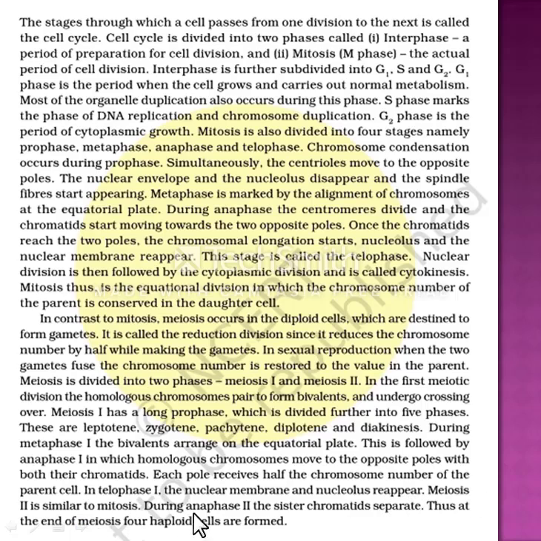Meiosis II is similar to mitosis. During anaphase II, the sister chromatids separate. Thus, at the end of meiosis, 4 haploid cells are formed.